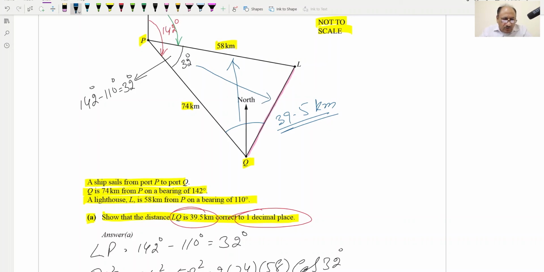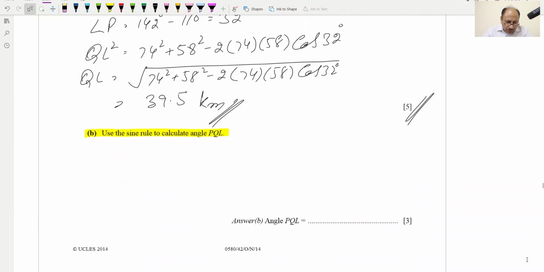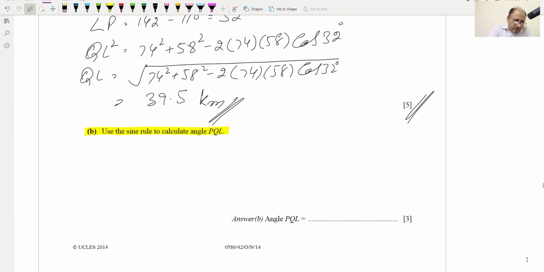So we can write 58 over sine theta. So this will be our theta. So 58 over sine theta will be equal to 39.5 over sine of 32. So we can write the equation over here, which is 58 over sine theta is equal to 39.5 over sine of 32 degrees. So this implies we can shift sine theta to the other side.